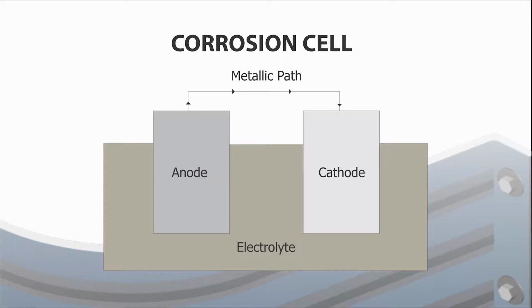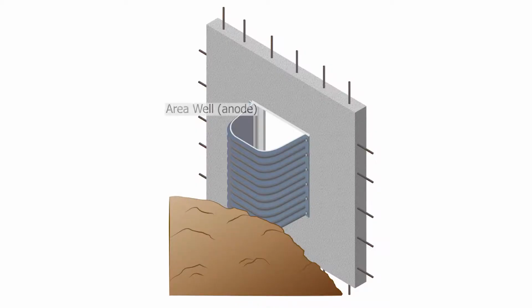4 components are necessary for a corrosion cell to occur: an anode, a cathode, an electrolyte, and a metallic path connecting the anode to the cathode. When these 4 components are present, rapid corrosion can occur. In our situation, the window well is the anode, the rebar is the cathode, and the soil is the electrolyte.